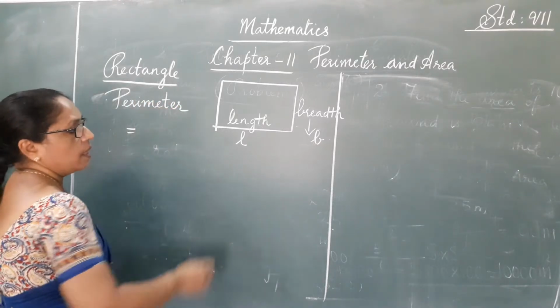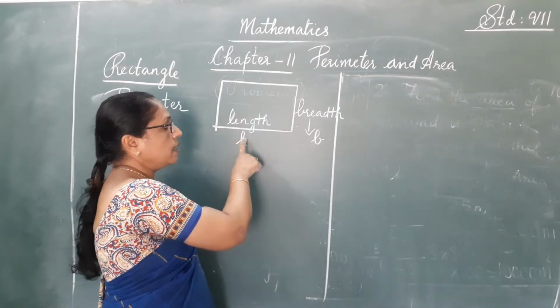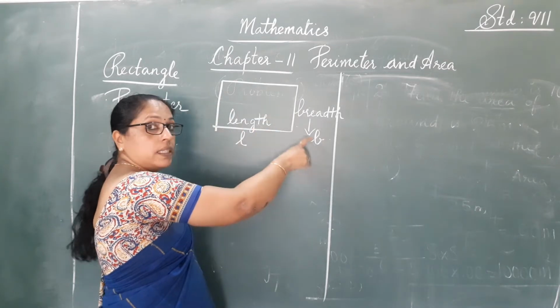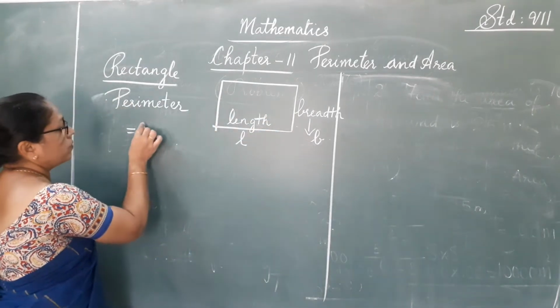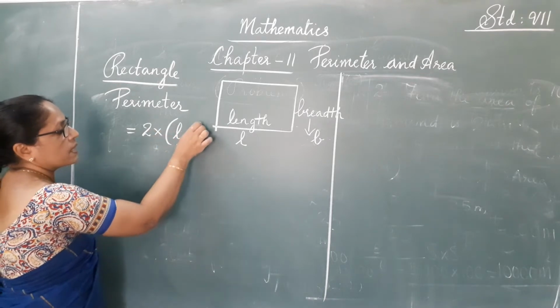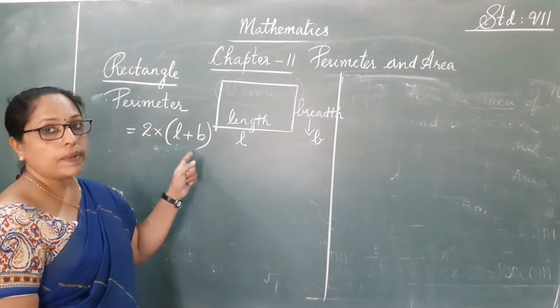Perimeter is the total distance around. So this is length, this is breadth, this is length, this is breadth. So 2 lengths, 2 breadths. It is written in short form as 2 into bracket L plus B, length plus breadth. 2 into (L plus B).